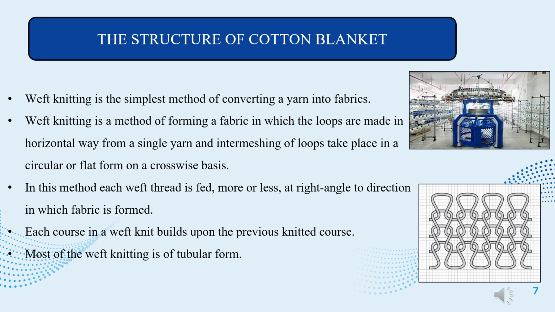Weft knitting is a method of forming a fabric in which the loops are made in a horizontal way from a single yarn and intermeshing of loops takes place in a circular or flat form on a crosswise basis. In this method, each weft thread is fed more or less at right angles to the direction in which the fabric is formed. Each course in a weft knit builds upon the previous knitted course. Most of the weft knitting is of tubular form.